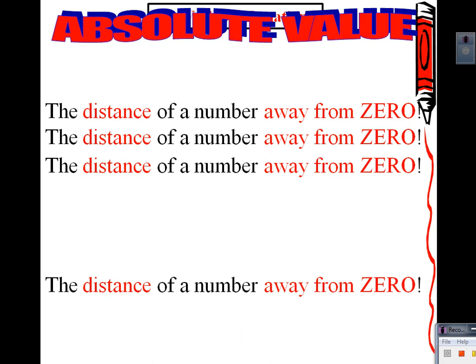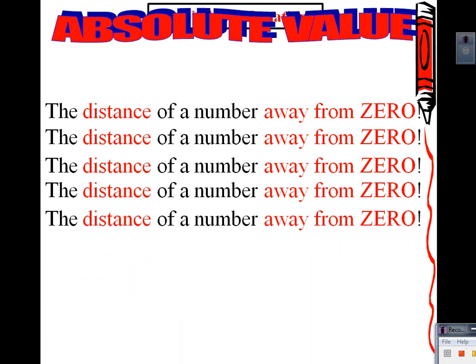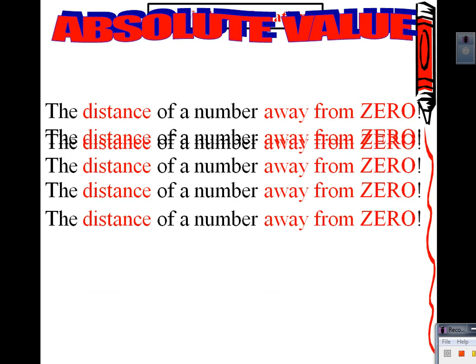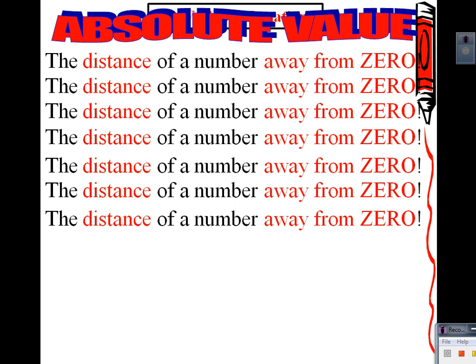The distance of a number away from 0. The absolute value is... That is correct. The distance of a number away from 0.